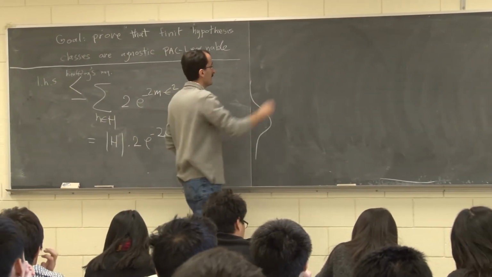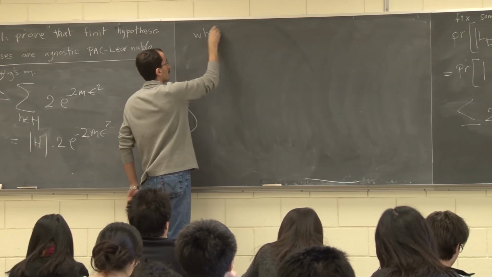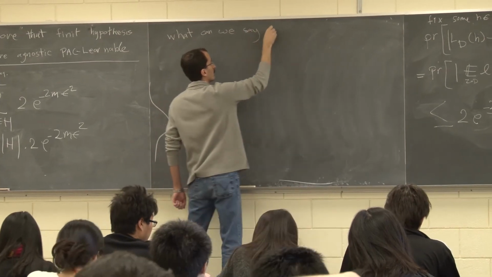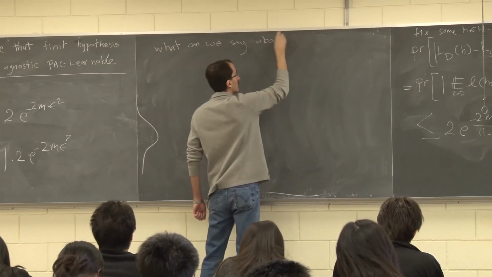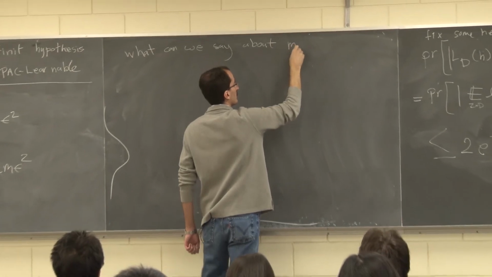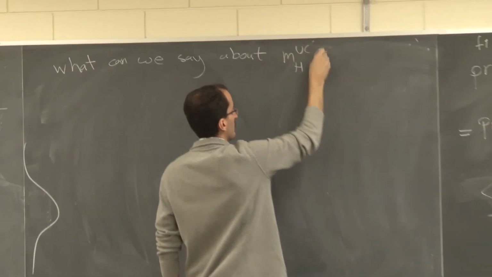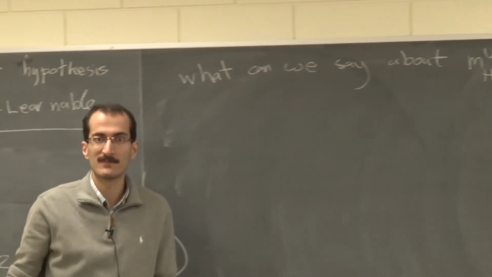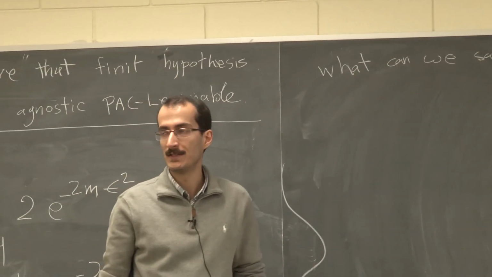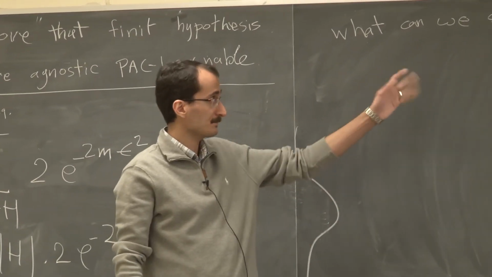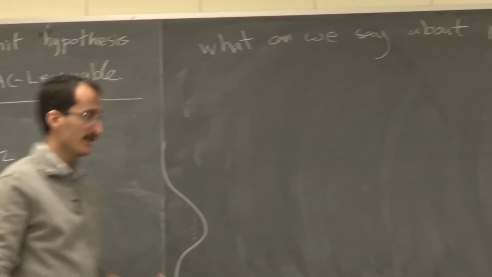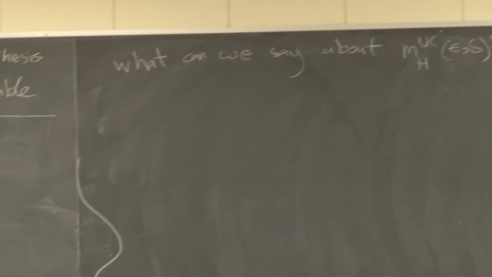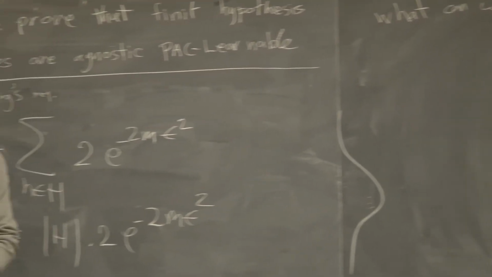So what can we say about the uniform convergence sample complexity? I have bounded the probability of error, but I have not yet come up with a bound for the sample complexity. How can I reuse this to find a bound for sample complexity? Any suggestions?